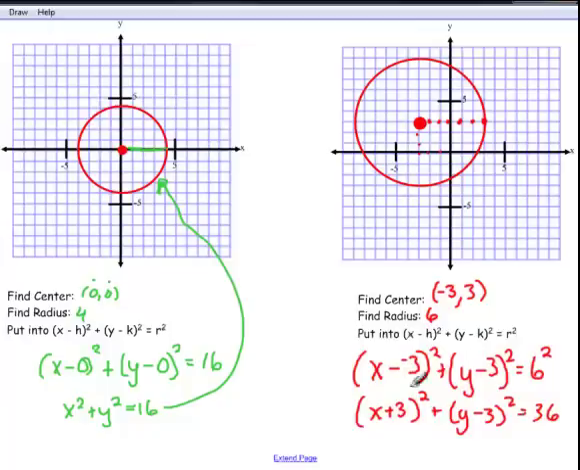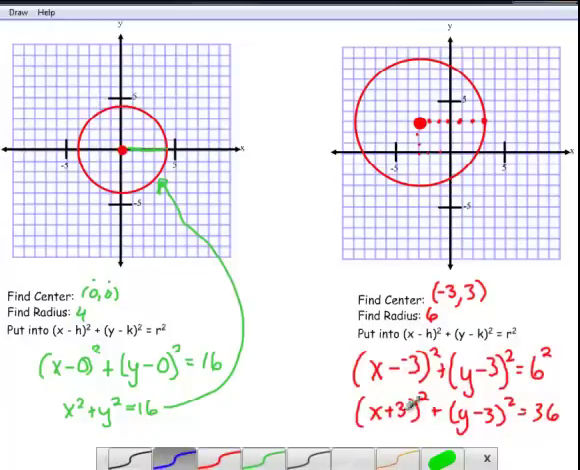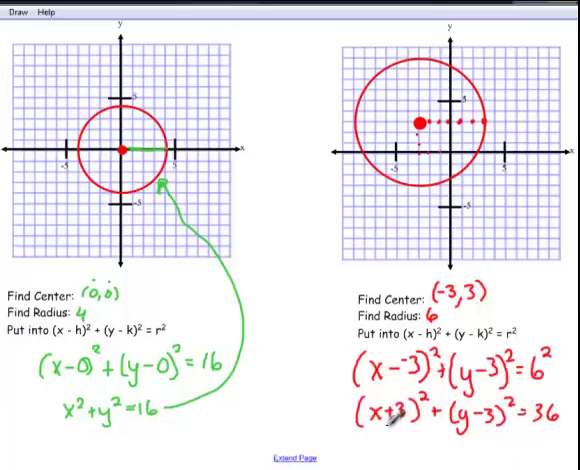Now just remember here that what we have are reverse. I have here a +3, and that's because the x value was a -3. Here I have a -3, and that's because the y value is 3.